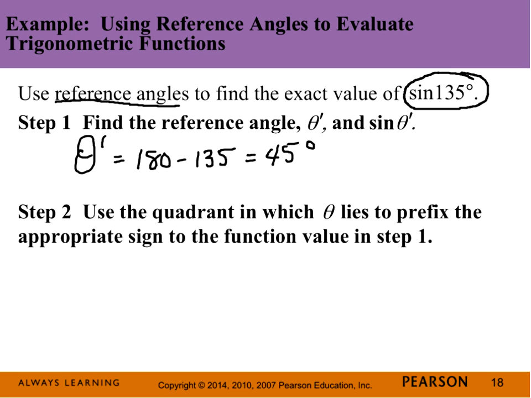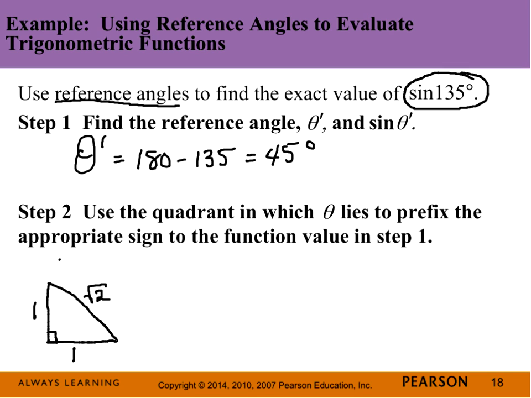And now we want to use the quadrant in which theta lies to prefix the appropriate sign to the function value in step 1. Well, we figured out that, let me draw this, I believe it was in 4.1, maybe 4.2, that we figured out all of the sine functions for the 45, 45, 90. Maybe it was 4.3. Maybe we just did that. It all seems to run together now. And the 30, 60, 90 triangles.